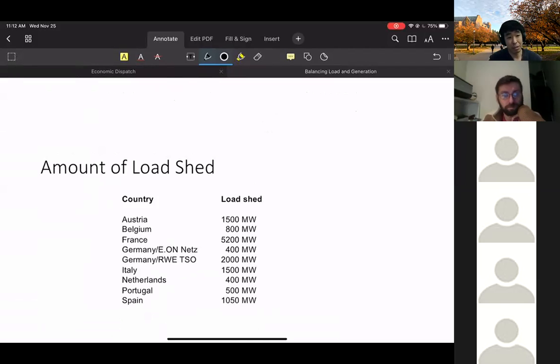This is the sort of thing we're trying to avoid when operating a system. You don't want France to lose 5 gigawatts of power. This causes significant hardship for people. So this was a really big event.